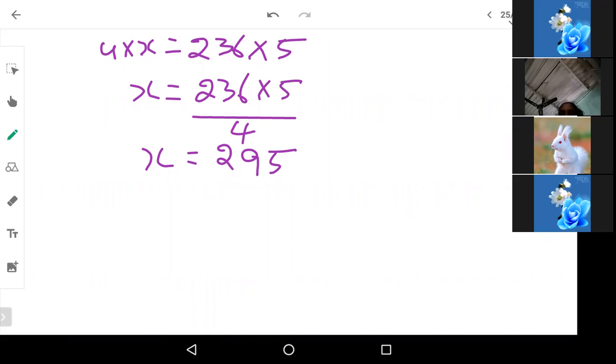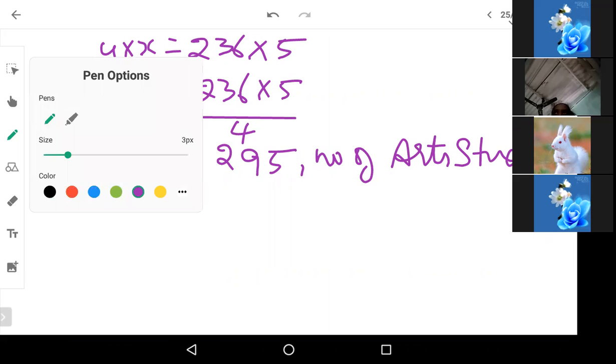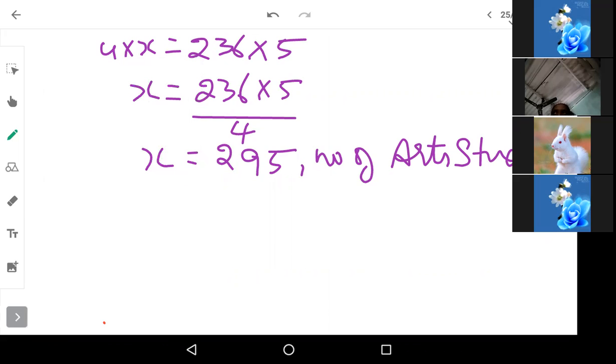So this will be the number of arts students. Now similarly, let us find out the number of commerce students. For 4 it is 236. For 3, how much?